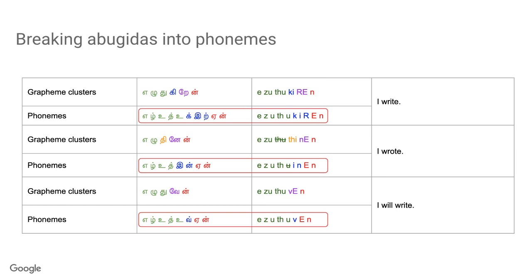Now, if we just look at the phonemes and we look at it for the present, the past, and the future tense, we can start to see the patterns emerge. We can clearly see where the tense marker is and what they are, and we can also see that subject agreement, person, number, gender suffix is consistent all the way throughout in red. In comparison, the grapheme cluster versions have a lot of overlap that obscures this relationship.